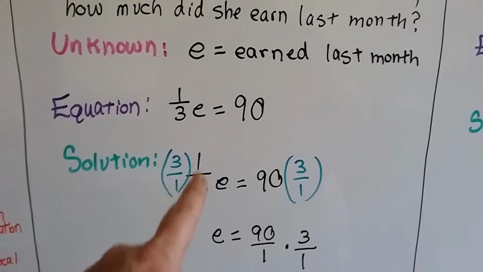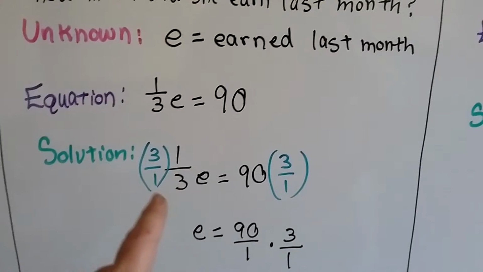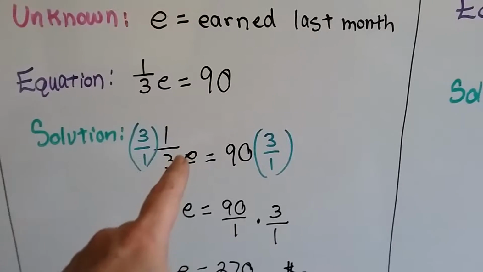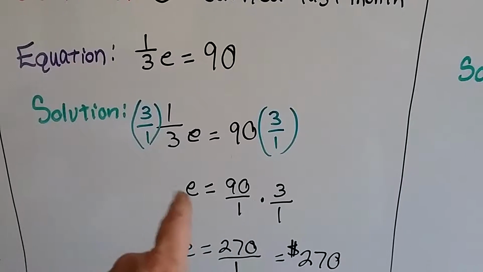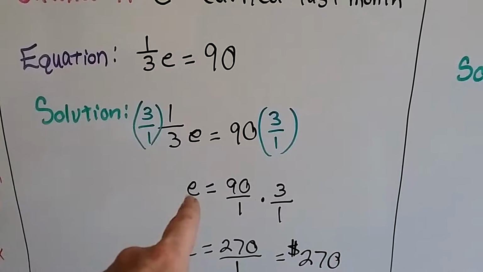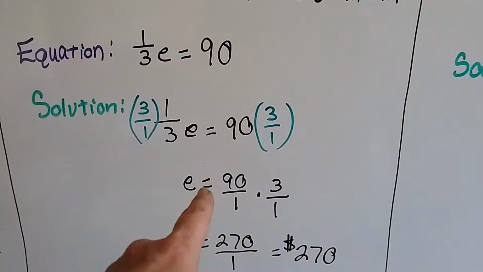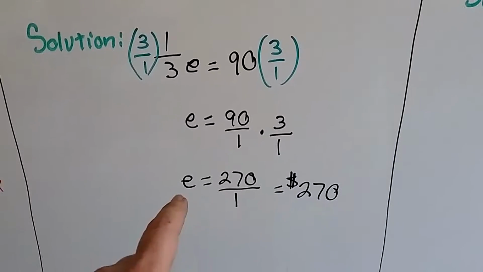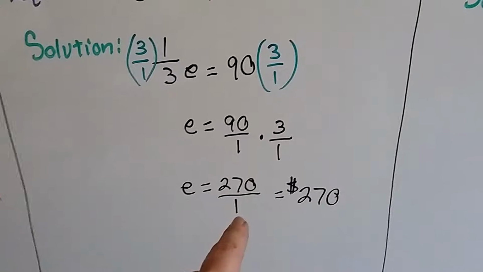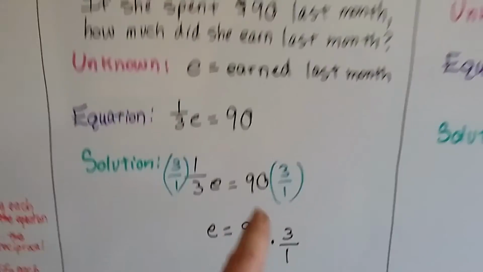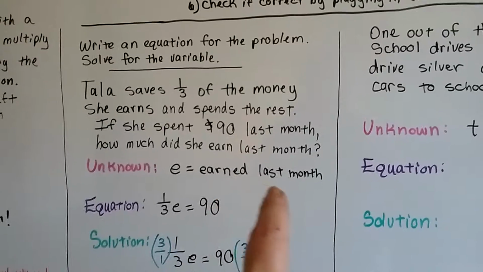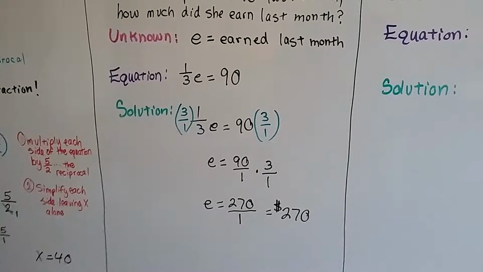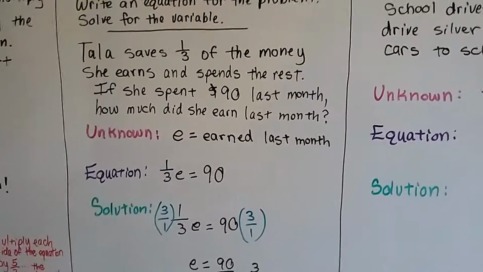So 3 over 1 times 1 over 3, 3 times 1 is 3, over 1 times 3 is 3, 3/3 is equal to 1. We now have 1E, and we don't need to put the 1 in front of the E. We know there's only one E there, right? So now we've got E is equal to, let's open this up, 90 over 1 times 3 over 1. And that becomes E equals 270 over 1, or 270. Now, because we're talking about money, it's E is equal to how much she earned last month. We need to say $270. That's what E is equal to. Okay? That wasn't that hard, was it? See how we got that?